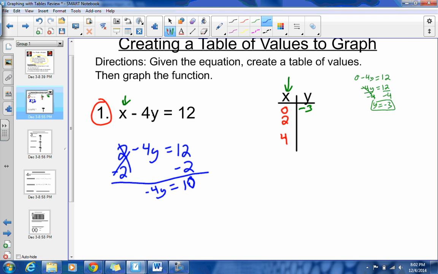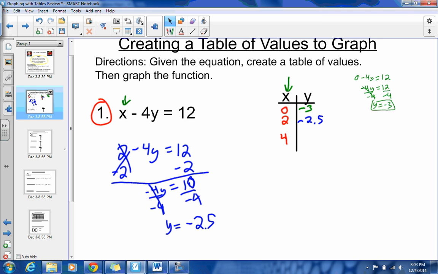And the last step is to divide both sides by negative 4 again. Divide over here by negative 4. That cancels out, and y equals 10 divided by negative 4, which is negative 2.5. So we have negative 2.5 here. And I will take that and minimize it again.